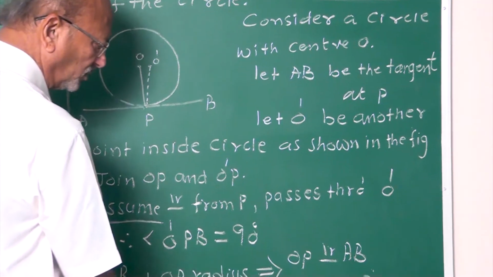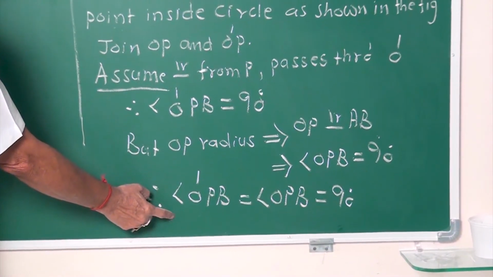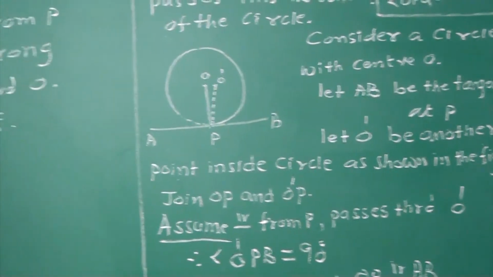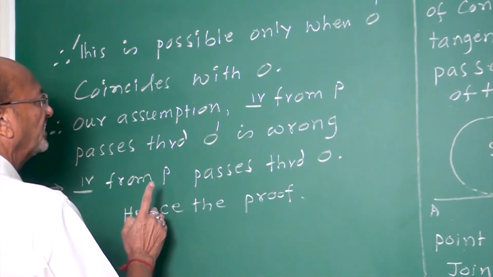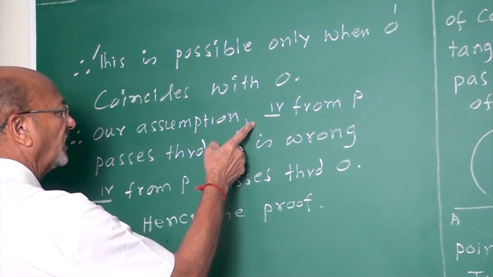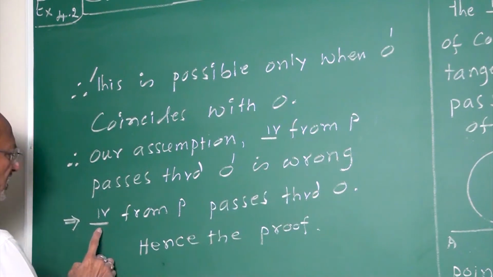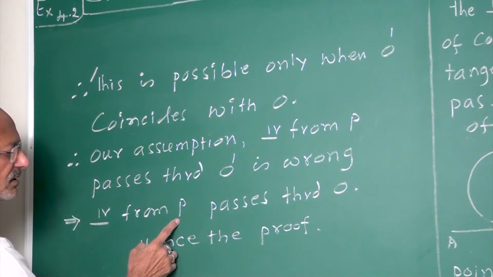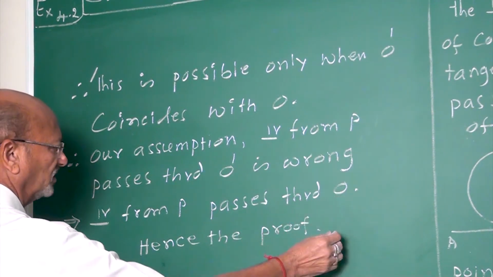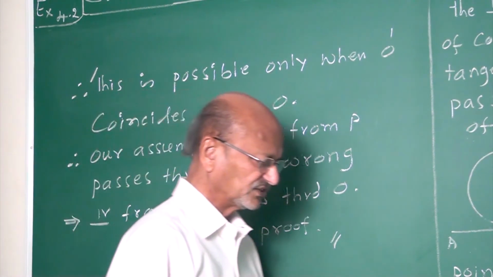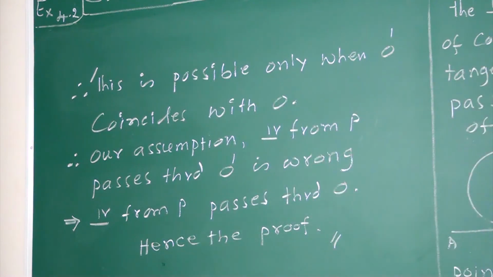Both are equal to 90 means what? Both the angles are equal. This is possible only when O dash coincides with O. In that case, our assumption that perpendicular from P passes through O dash is wrong. Then what is correct? Correct is perpendicular from P, which is the point of contact of the tangent, passes through the center of the circle. Hence proved. Yes, my friends, now this is the fifth example. Next is the sixth example.